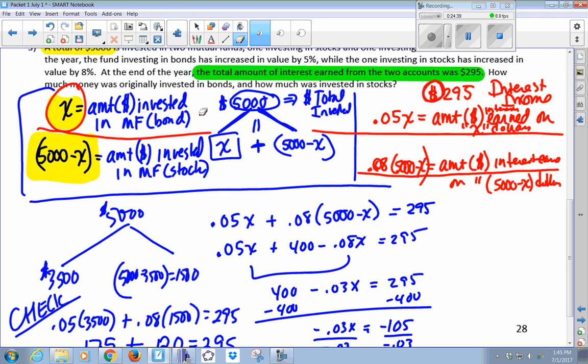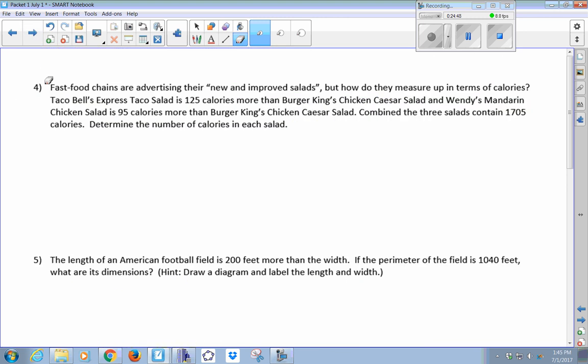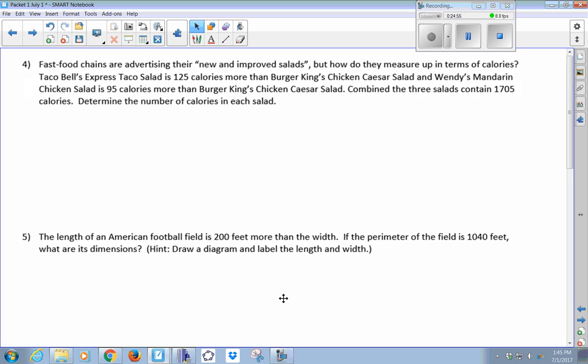Again, these four definitions are critical to your understanding of how the algebra is used to solve the problem. Okay, the next two problems are just more problems using one variable, and number 4 is a little bit different because you're going to have three different unknown amounts with a relationship between them.